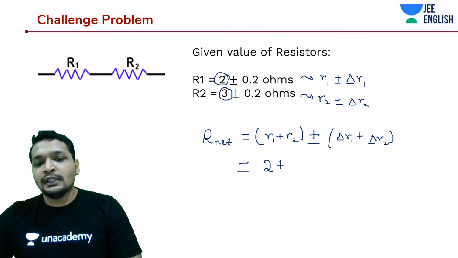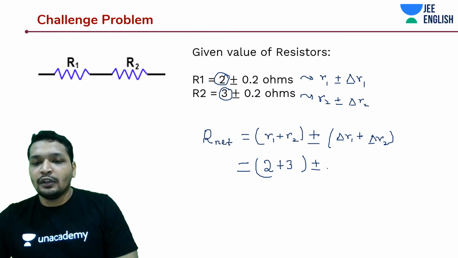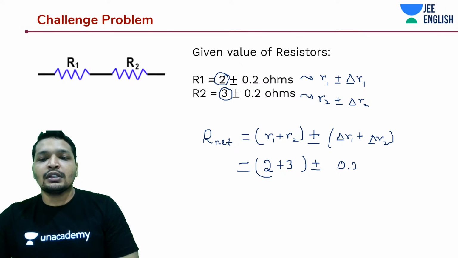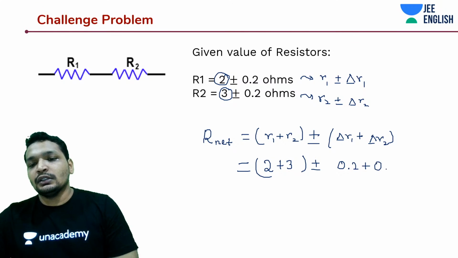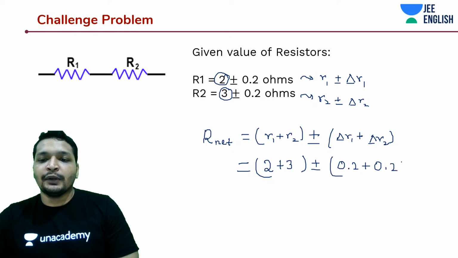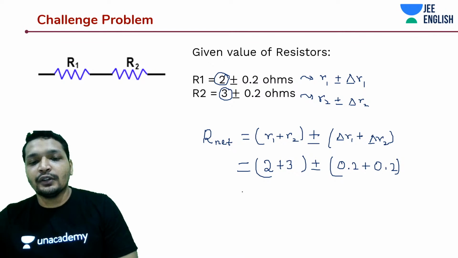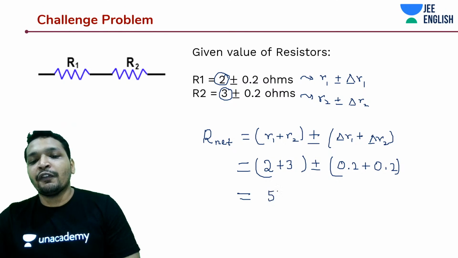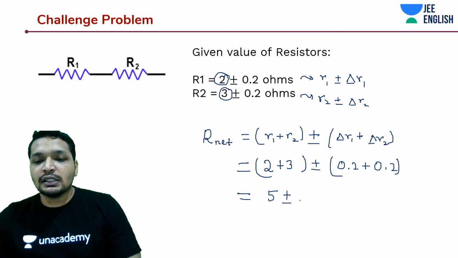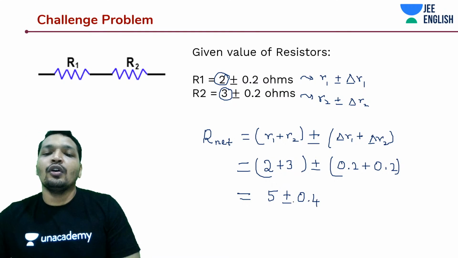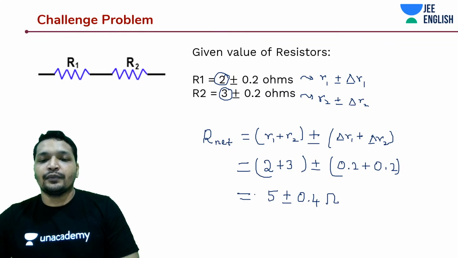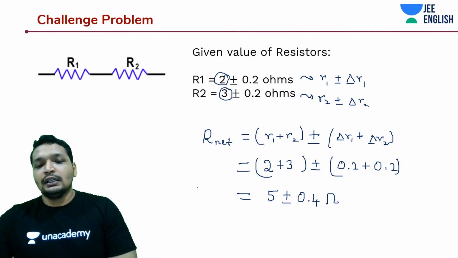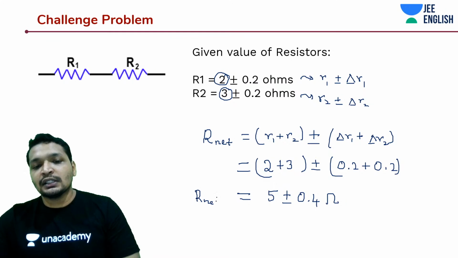Two ohms plus 3 ohms plus or minus. If you guess the answer wrong, try to notice the options correctly. I expected something like 0.3, but I intentionally got a 0.2. So how much should this be? 5 plus or minus 0.4 ohms. Right? This should be an effective resistance.